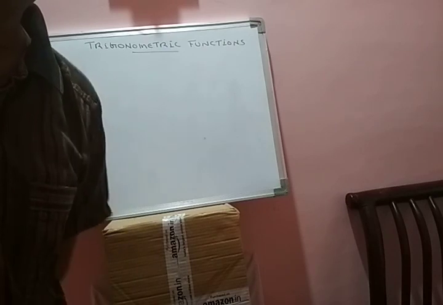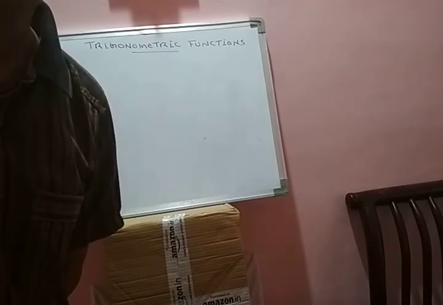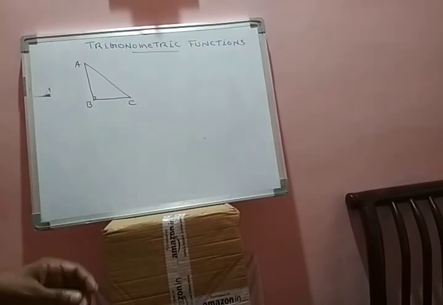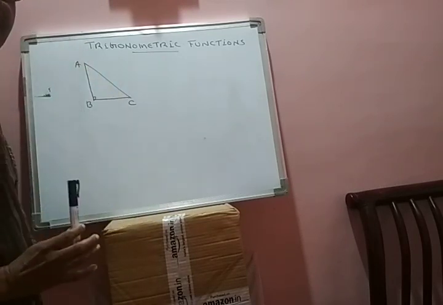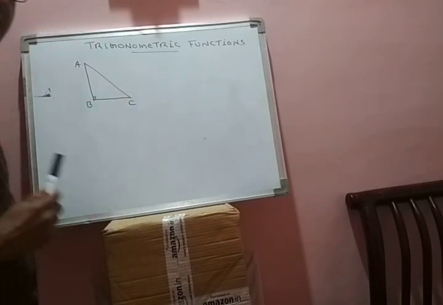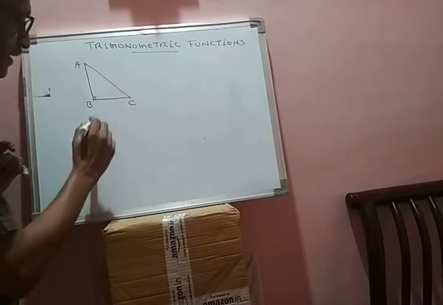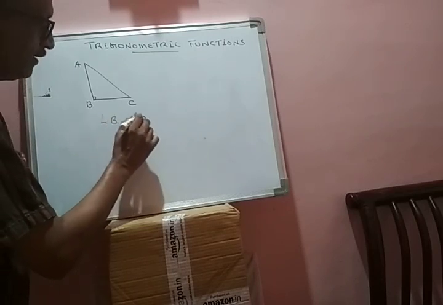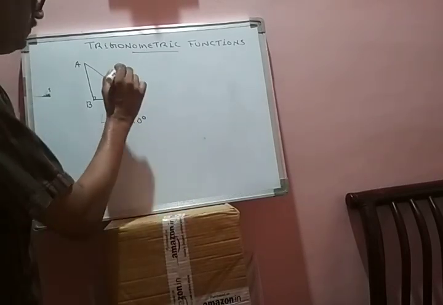Today I am going to introduce the concept of trigonometric functions of acute angles. Consider triangle ABC. In this triangle, angle B is 90 degrees and all other angles are less than 90 degrees. Here angle B is equal to 90 degrees. Therefore, this triangle is called a right triangle.